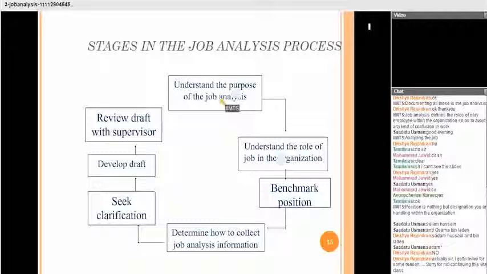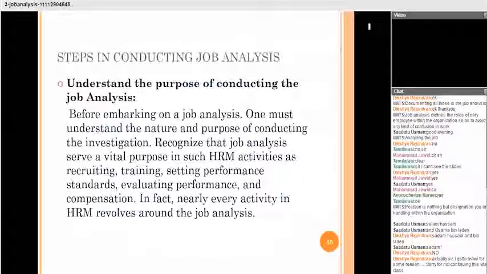That means first you have to understand the purpose of the job analysis, that means why you are carrying out the job analysis. Then what type of role you are handling in the organization, what is the position you are handling. Then you must determine how to collect the job analysis information. If you have any doubts, you need to seek clarification. You need to finally draft and review the draft with your supervisor. So these are the stages involved in the job analysis process.